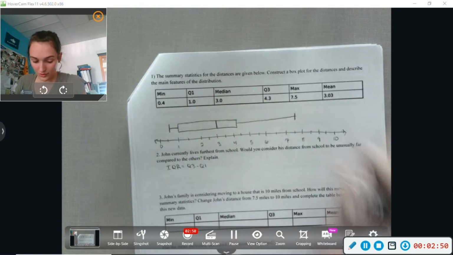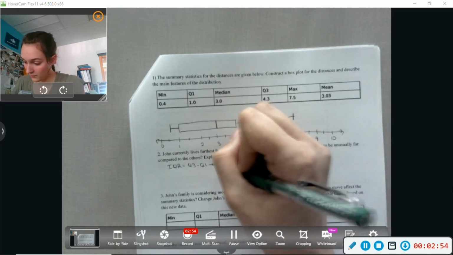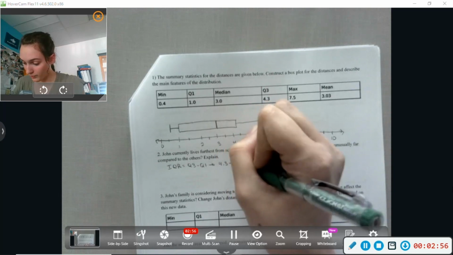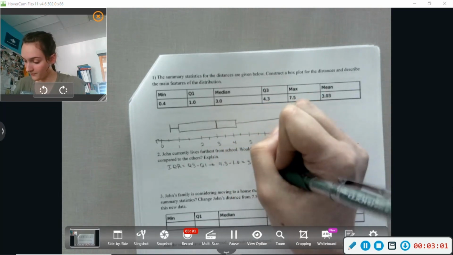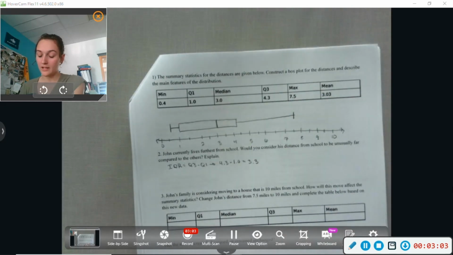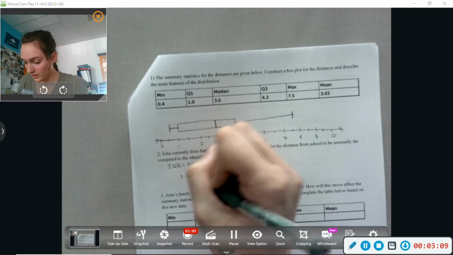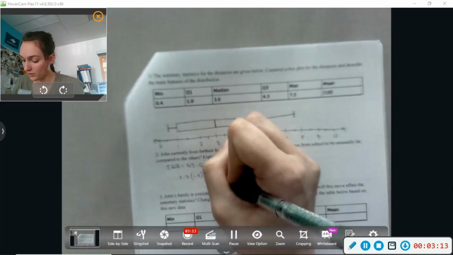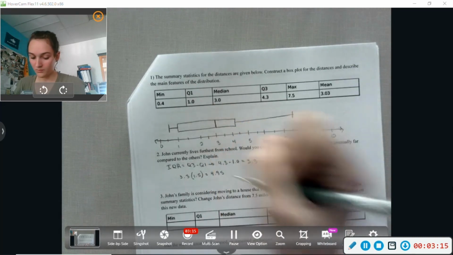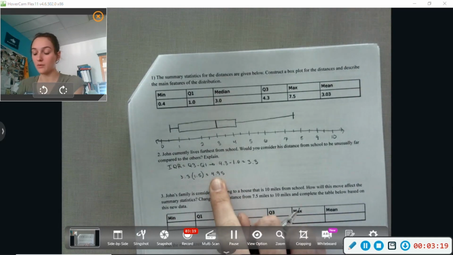Okay, so that is going to be, in this case, 4.3 minus 1.0, which is 3.3. Okay, so that's our IQR. Now we need to multiply this by 1.5. So we have 3.3 times 1.5, okay, and that's going to equal 4.95. Okay, so now we need to add this to our Q3 and subtract it from our Q1.